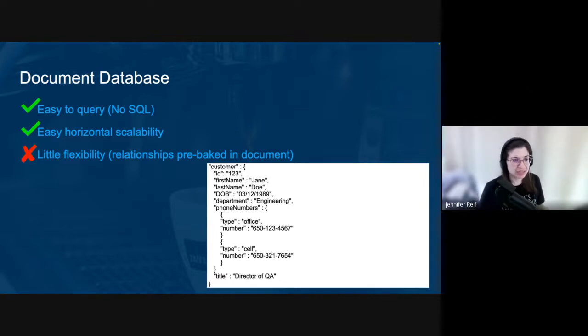The downside with this is you're still not dealing with a whole lot of flexibility. Your relationships are going to be pre-baked into the document. When you need to make changes to them, you're having to go into each document, grab the nested structure out, update certain fields, and then come back out again. So it's dive, make the change, and come back out. A little bit tricky when you're dealing with lots of nested relationships, especially.